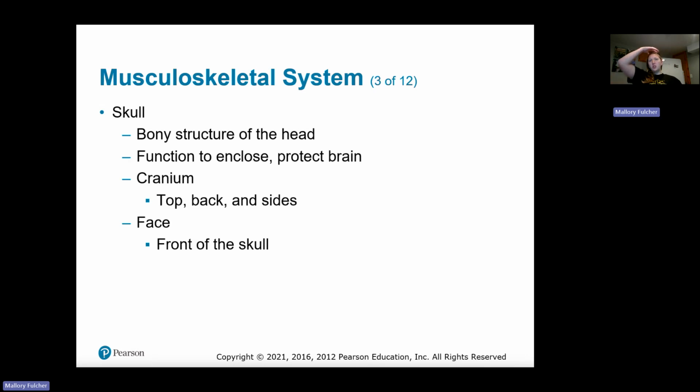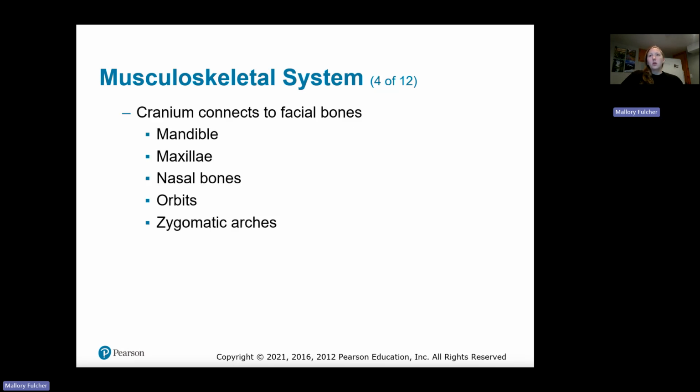So our skull is the bony structure of the head. The face is actually considered to be different bones. There's actually a bunch of little tiny bones that make up our face. Our mandible is the top portion of our teeth, or what our teeth connect into. Or excuse me, that's our maxilla. Our mandible is the lower jaw that moves.